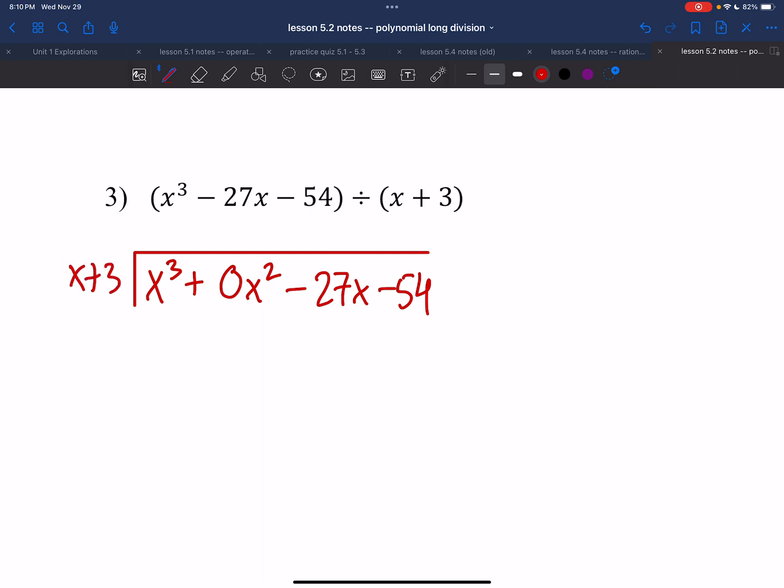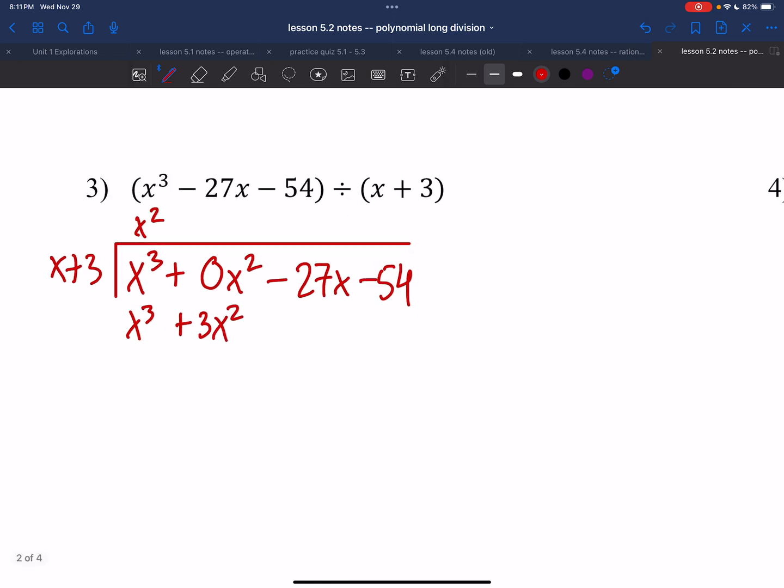And so now I repeat the same process. X times x squared is x cubed, and 3 times x squared is 3x squared. You see how that nicely lines up now? Now you're not tempted to take away 3x squared from negative 27x, right? Because you've stacked the like terms on top of each other, and that's nice. It's visually appealing. So 0 minus 3x squared, and then minus 27x.